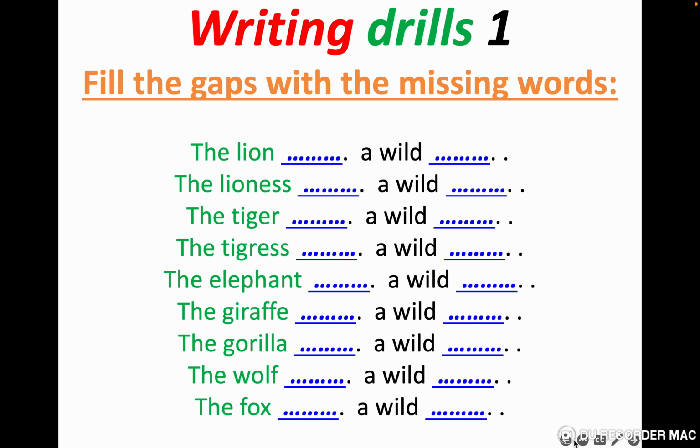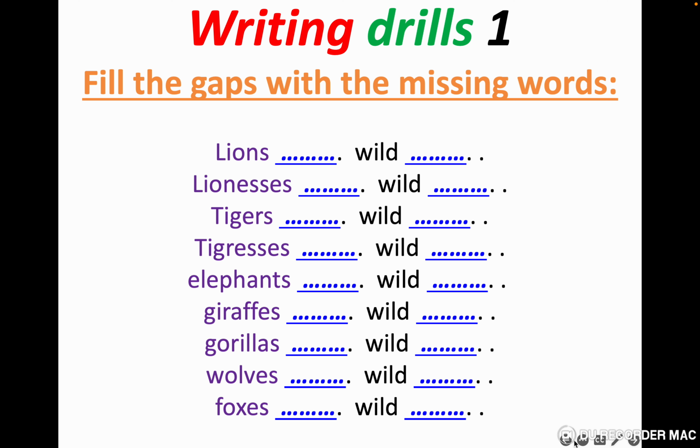The lion, a wild what? The lioness, the female of the lion, a wild what? The tiger, a wild what? The tigress is the female of the tiger, a wild what? The elephant, a wild. The giraffe, a wild. The gorilla, a wild what? The wolf, a wild what? The fox, a wild what? So it's very easy. Let's go to the next slide.